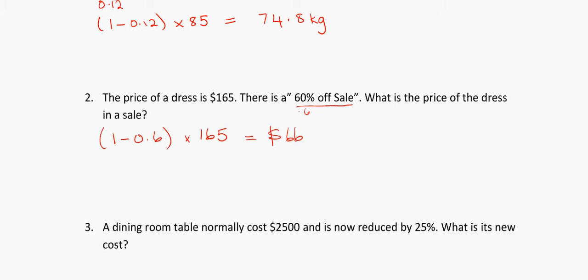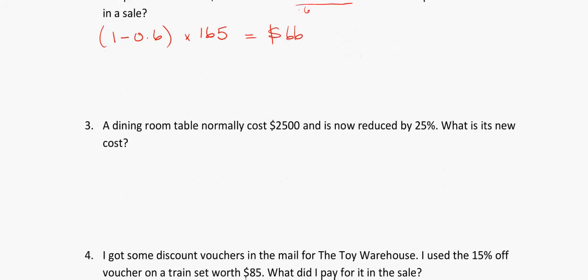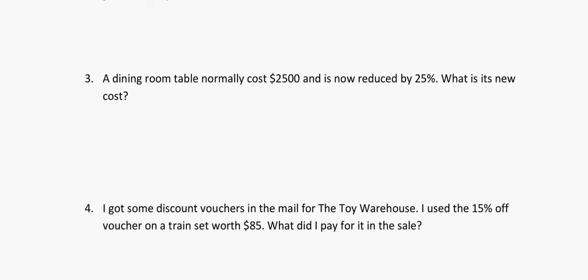Okay, next one. A dining room table normally costs $2,500 and is now reduced by 25%. There's our keywords. What is its new cost? Change that to a decimal, 0.25, and so we go 1 minus 0.25 times 2500. And if you put that in your calculator, you get $1,875. Okay, so do them all the same way.